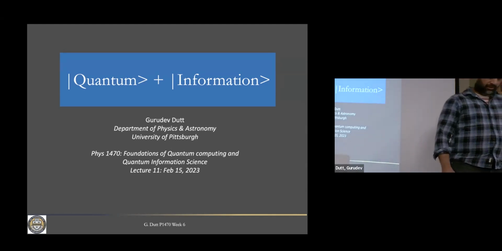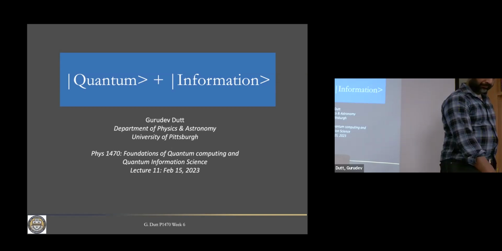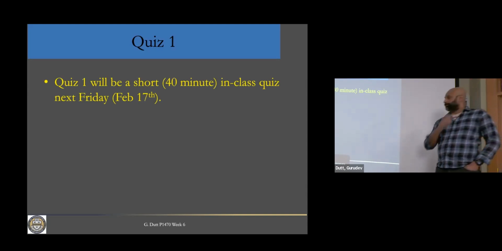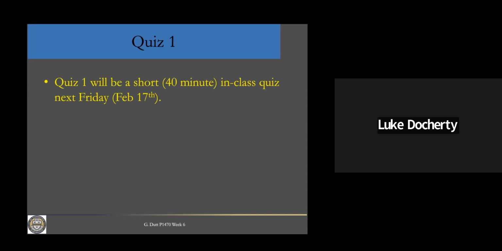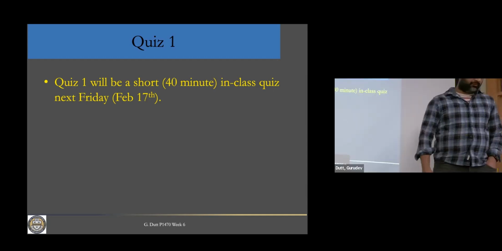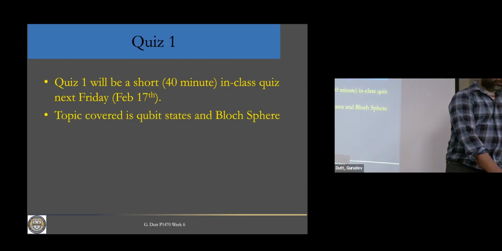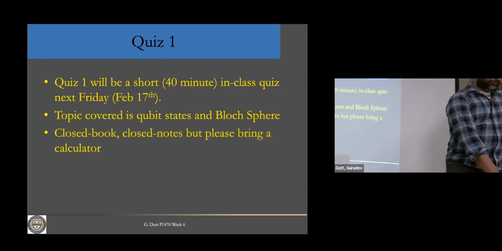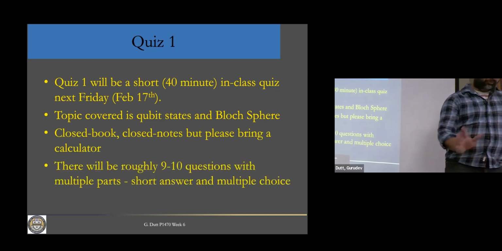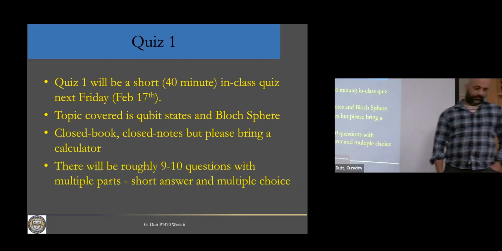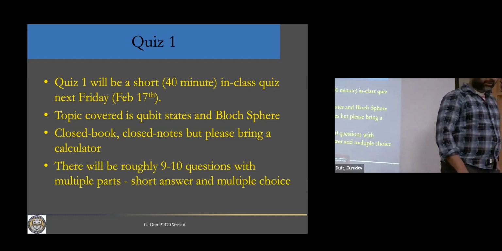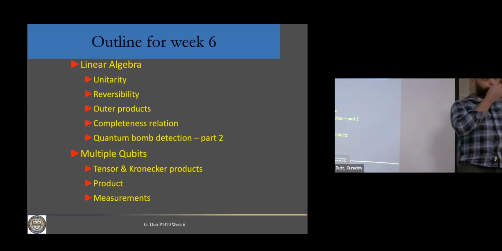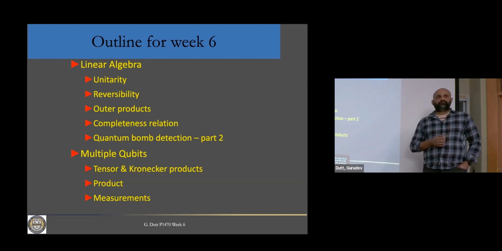Let's get started today. So again, I'm just repeating the announcement made at the last class so that nobody misses it. There will be a quiz on Friday. The topics are qubit state and Bloch sphere. Books and notes closed, but whatever formulas you want will be on the test. It will be roughly 9 or 10 questions with multiple parts. Any questions before I move on?